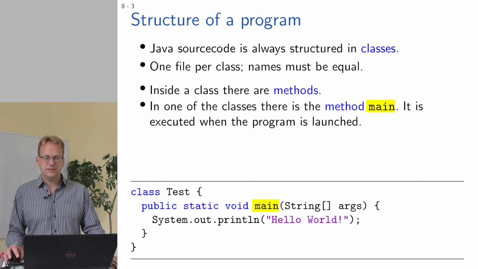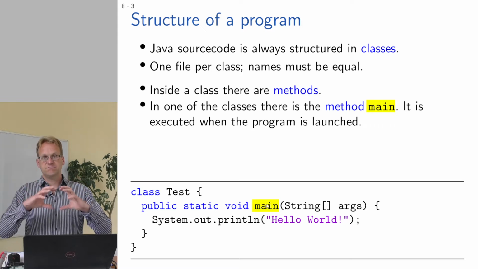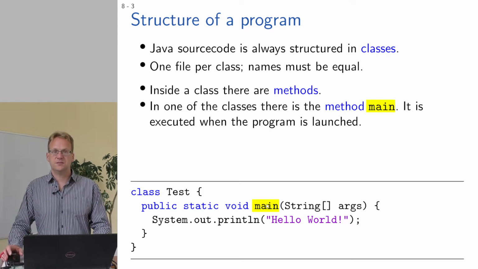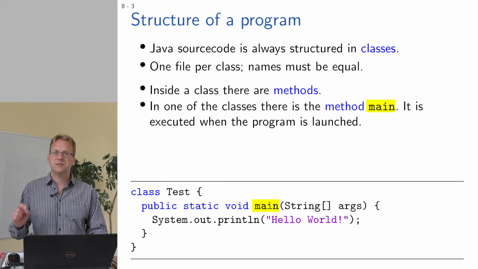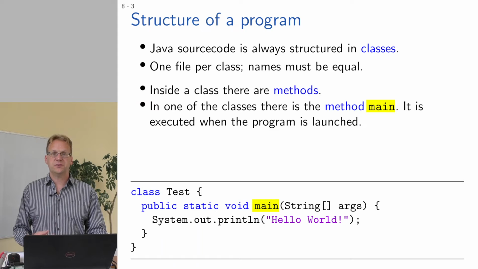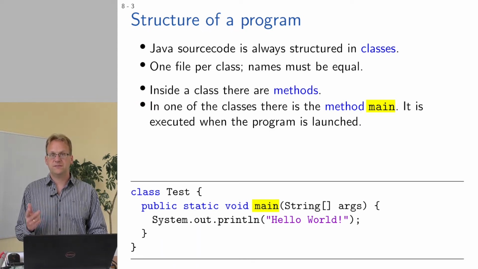Then what is important here is that in every Java program you have one method that is called main. In principle, you can have many methods within each class. These methods kind of represent units of your software, but the main method is most important because that's the method that is executed when you start your program. So the first method that is run is always the method main.